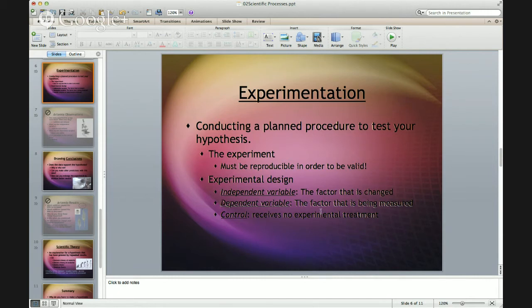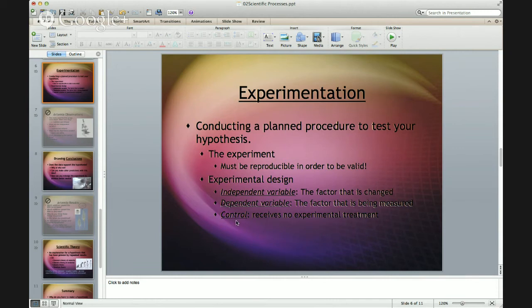The dependent variable is what's being measured. This depends on this. Okay? Dependent really, I mean, yes, it changes, but we aren't changing it. The dependent variable changes based on the independent variable. Okay? So the measurement depends on this independent variable.